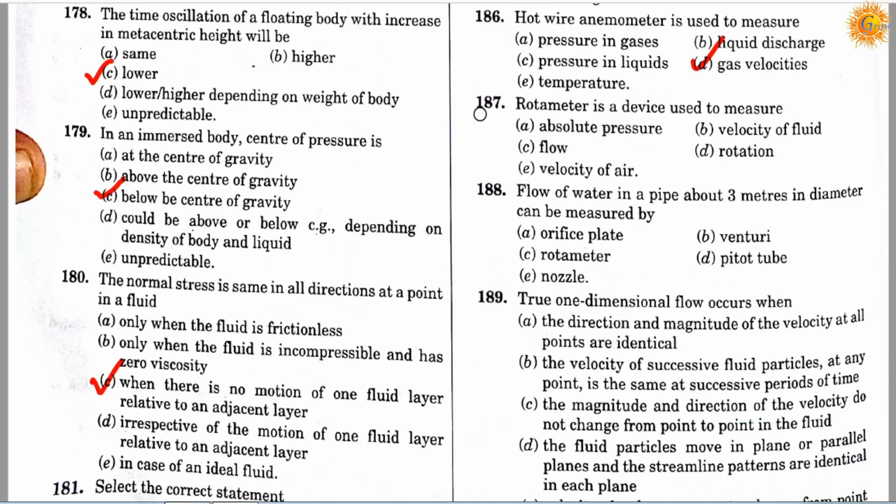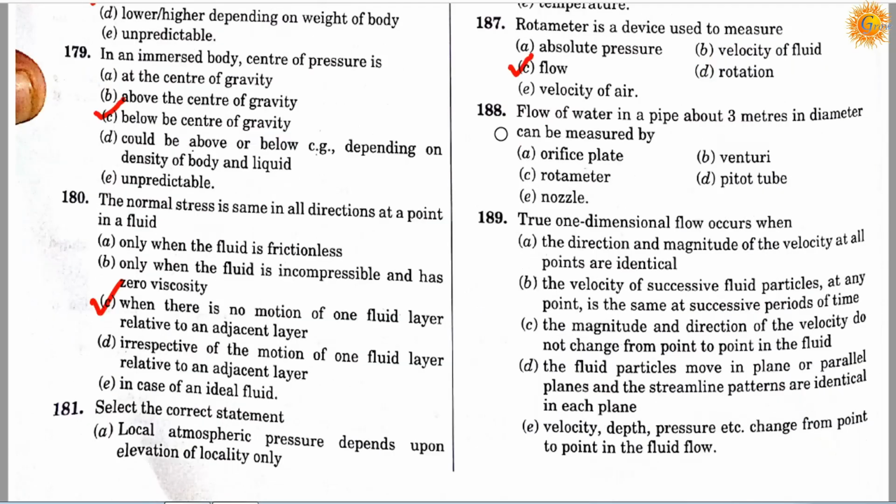Question number 187. Rotameter is a device used to measure: option A absolute pressure, option B velocity of fluid, option C flow, option D rotation, option E velocity of air. Correct answer is C, it measures the flow. Rotameter is a device used to measure the flow.